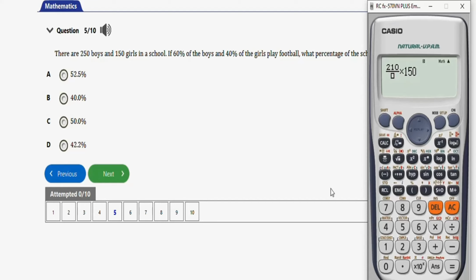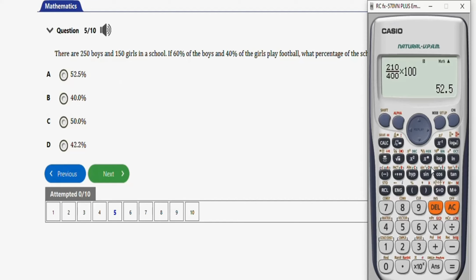In total, we have 250 plus 150, that's 400, times 100 over 1. So that's how you can solve this. Press equal to. You have the answer, put this in decimal, 52.5. The right option is option A, 52.5%.